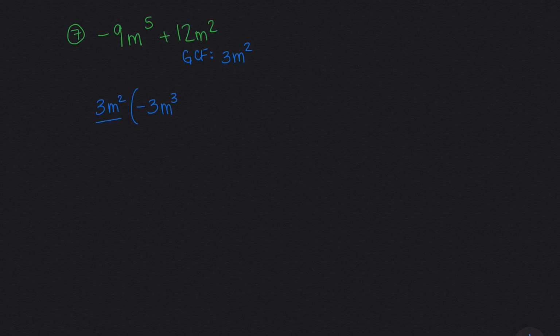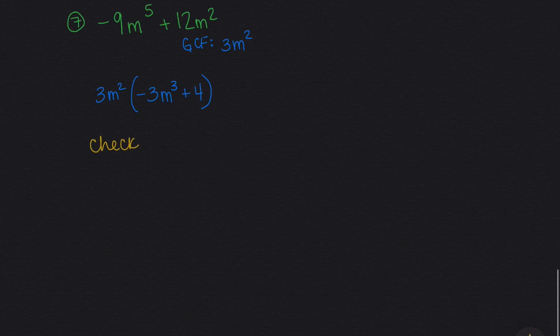Next, we ask ourselves 3m squared times what is 12m squared? Well, we know that 3 times 4 is 12, so we can write down a positive 4. And we wanted to say m squared, but we already have that m squared outside there, so there's no need to add any more m's to the second term. We'll check here as usual.